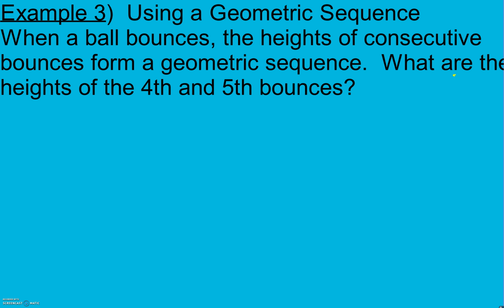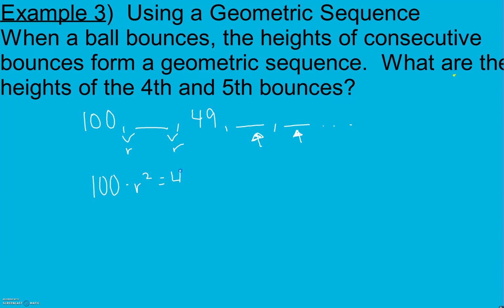Okay, we have 100. We don't know the second bounce. We know the third bounce is 49, and we don't know the fourth and fifth, but these are the ones we're looking for. Okay, we know that our first one is 100, which means we multiplied by r and we multiplied by r. So 100 times r squared equals 49.